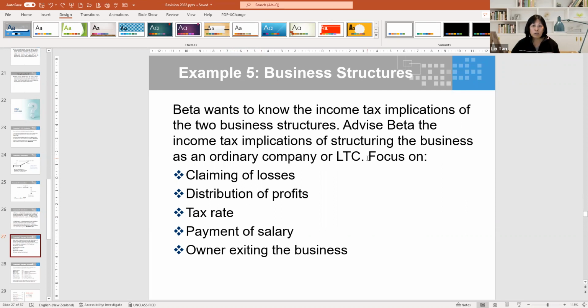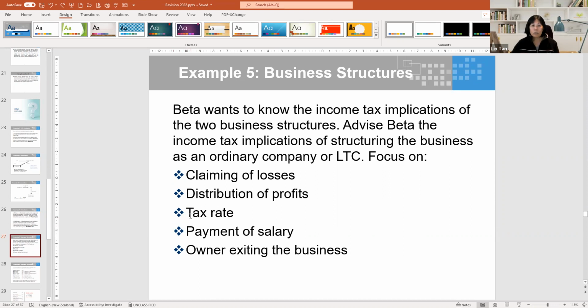In this particular question, it asks you to specifically focus on 5 issues only, right? One is about claiming of losses. One is about distribution of profits. One is about the tax rate. One is about payment of salary to themselves. And one is about the owner exiting the business. So it has already pinpointed the issues that you should focus on. So just refer to those issues.